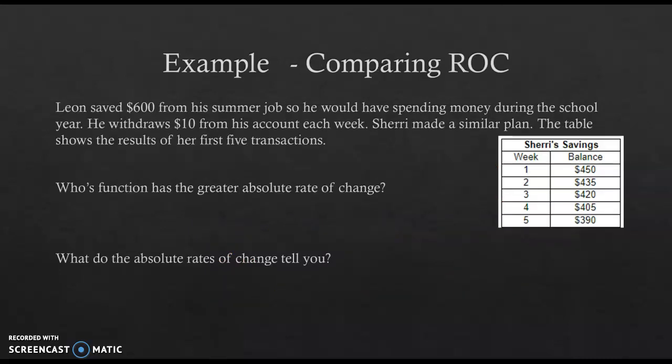All right, so here we're going to compare our rates of change. So Leon saves $600 from his summer job, so he would have spending money during the school year. He withdraws $10 from his bank account each week. So for Leon, he spends $10 per week. Now it says absolute, and what that just means is positive rate of change instead of thinking of it as negative. And then Sherry made a similar plan. The table shows her first 5 transactions.